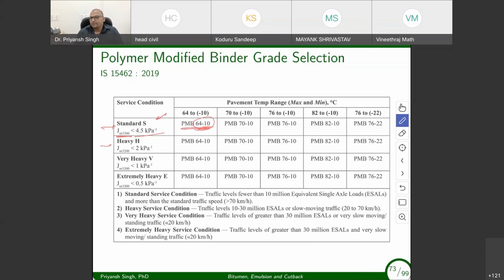Now I find my traffic condition is not standard, but heavy traffic. So again, I would need to run the test to get the value of JNR at a new temperature. But the code suggests that instead of doing that, you can just go a grade up. This is the concept of grade bumping. If you have even heavier traffic, you may go one more grade up, and similarly.